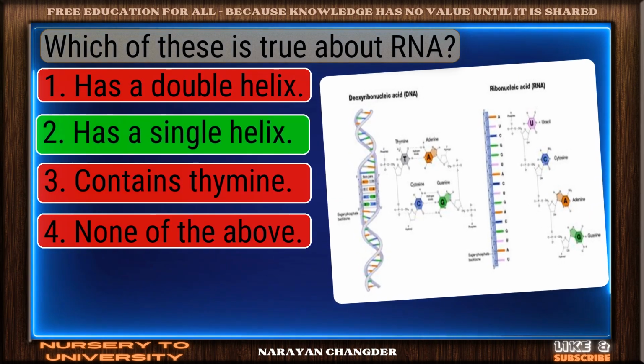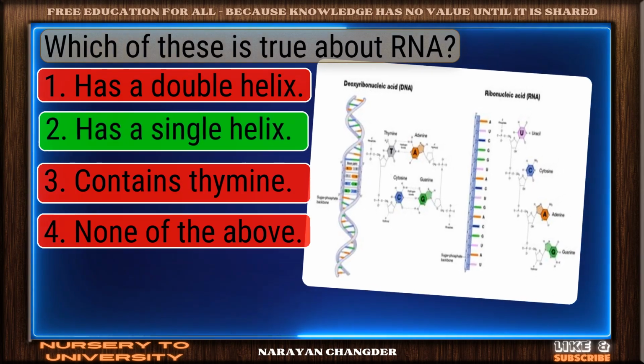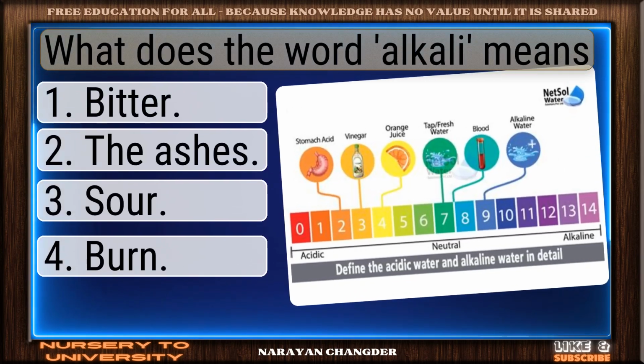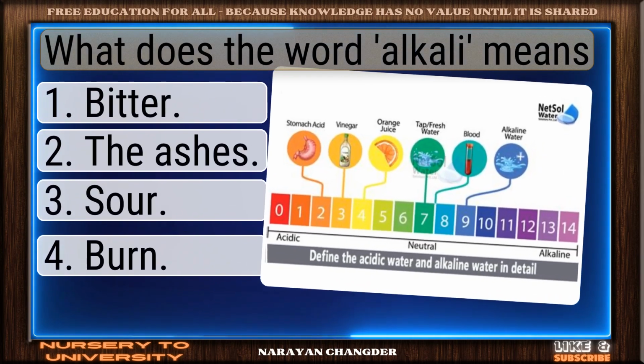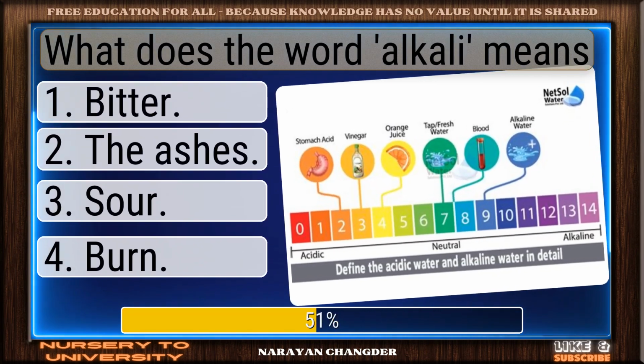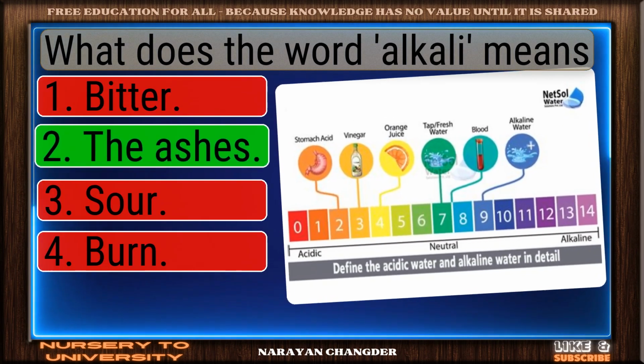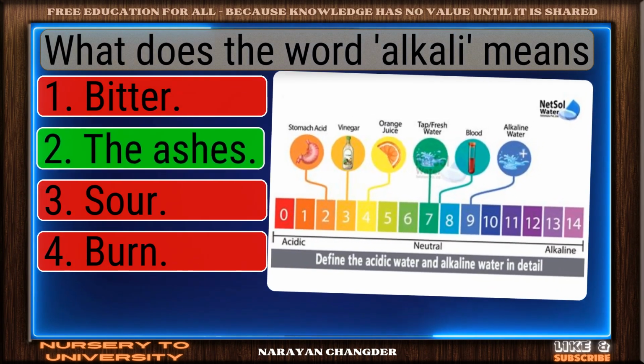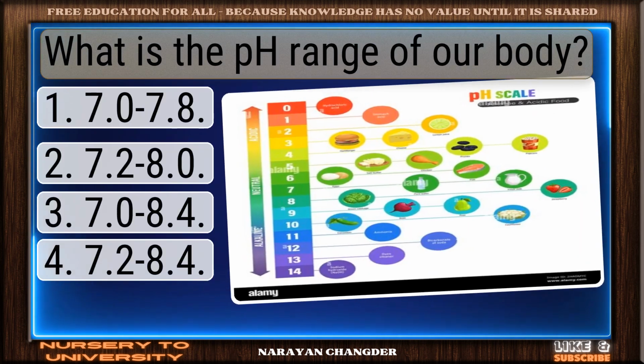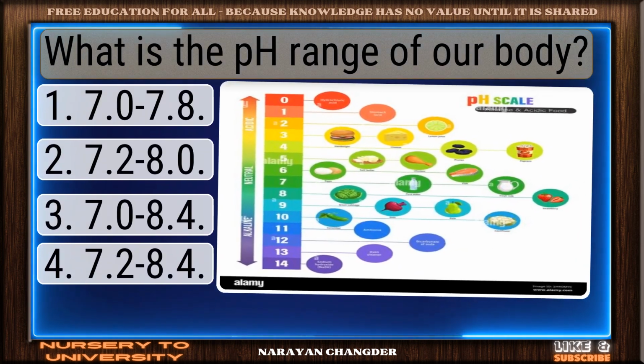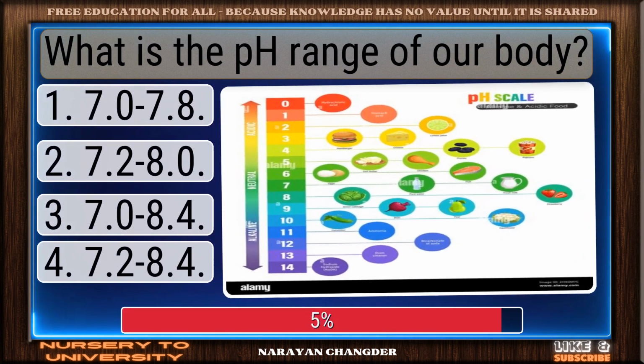Well picked. Has a single helix is the correct answer. Question number 98. What does the word alkali mean? Right again. The ashes is a valid answer. Question number 99. What is the pH range of our body?